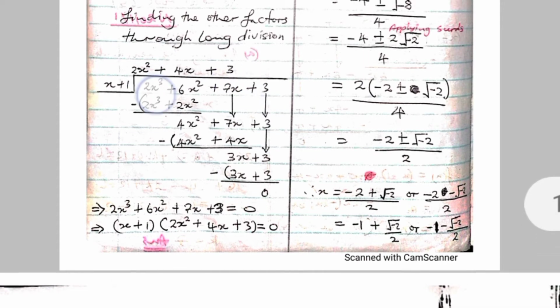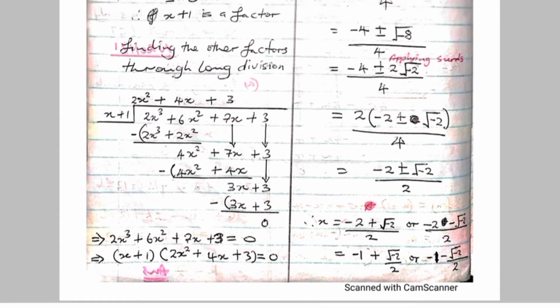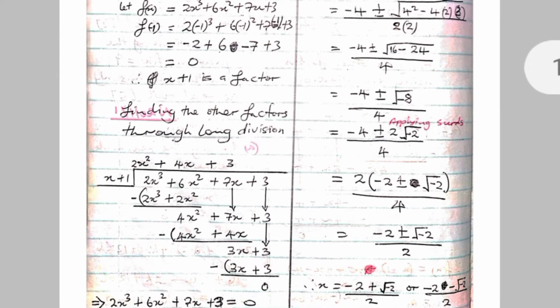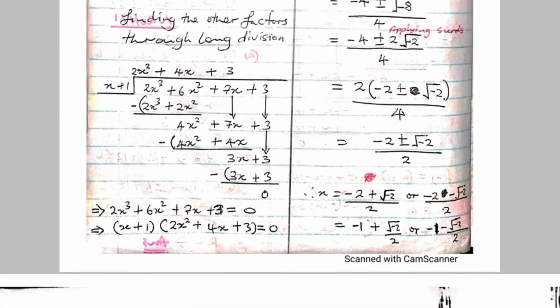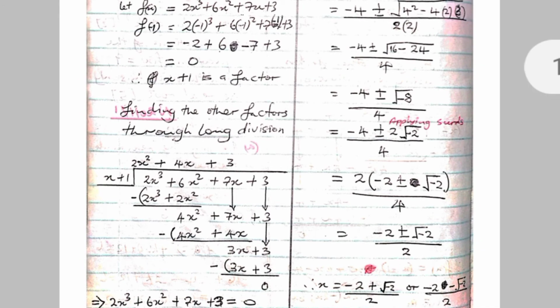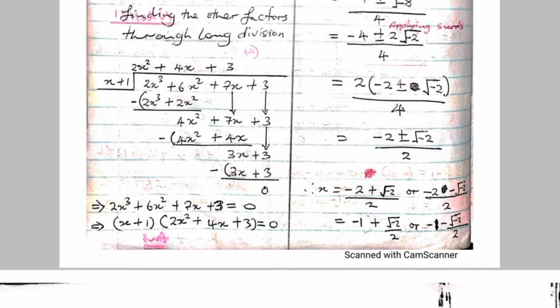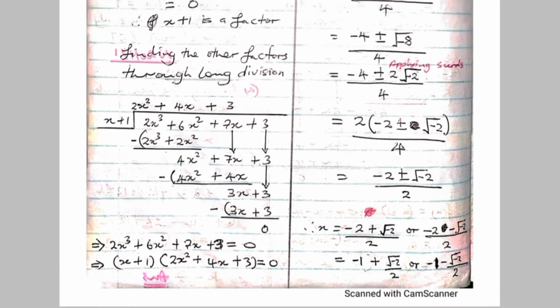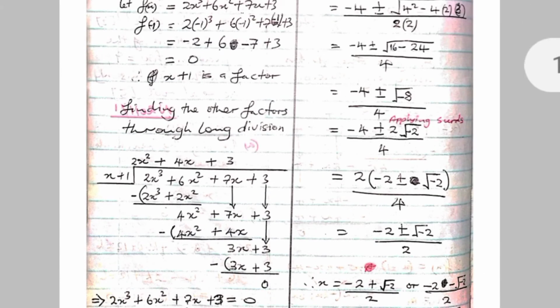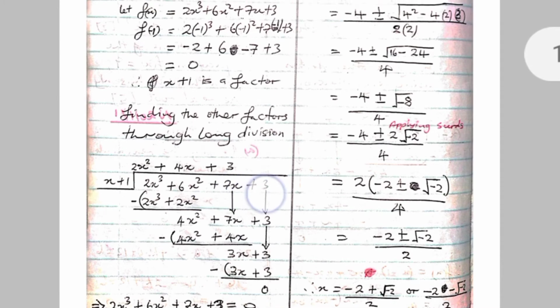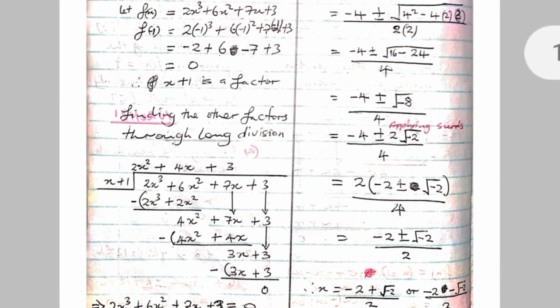So you subtract 2x cubed minus 2x cubed, and you get 0 here, so there is no need to write it. Then 6x squared minus 2x squared. Like terms subtract like terms, right? And you get 4x squared. Then you drop this 7, you drop this 3, since there are no like terms down there, okay?